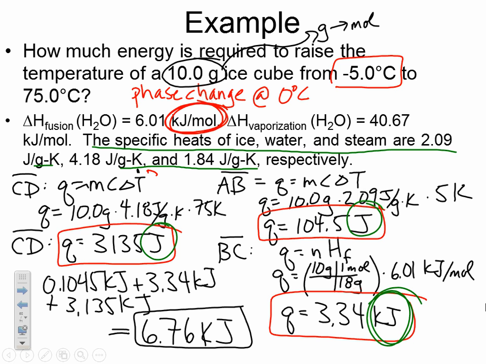So the big point is that if you're doing a calculation from this heating curve, you have to take into account the different line segments, and you're doing a different calculation for each one, and then simply summing them all together.